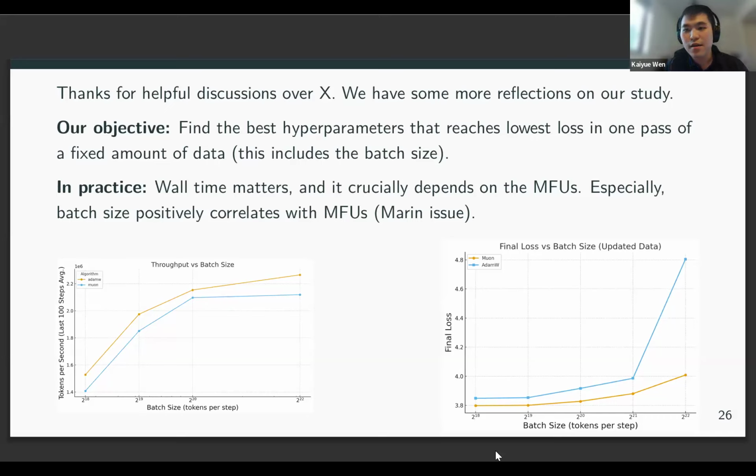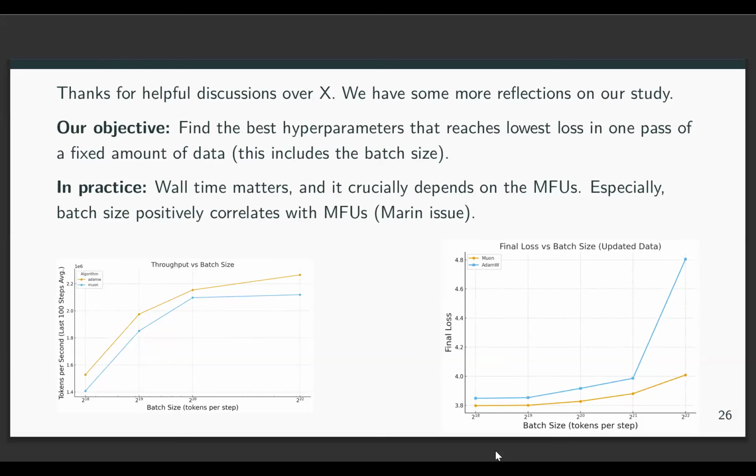Another conjecture is that when you have a larger batch size, some of the low frequency signal may be ignored by Adam, but muon, with orthogonalization, can amplify those rare signals so the model can learn better. I think both hypotheses make some sense, but it's very hard to tell which is the driving factor, at least for the moment.